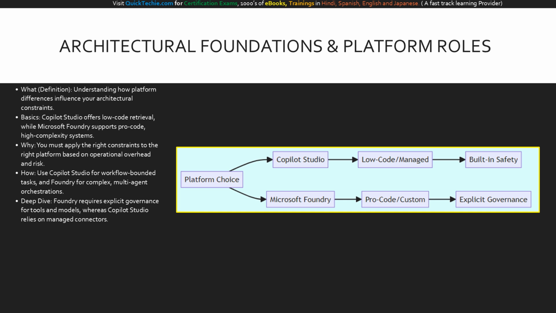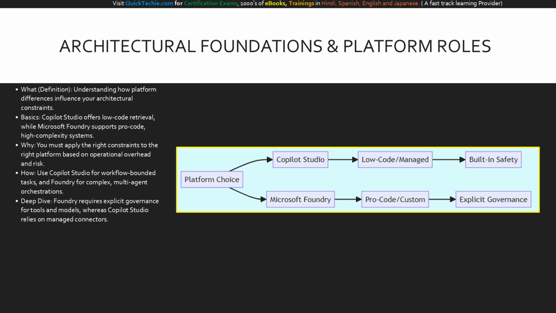Taking a deep dive, we see that Microsoft Foundry requires developers to implement explicit governance for tools, models, and memory, whereas Copilot Studio imposes constraints natively through managed connectors and built-in safety filters. Take a look at the diagram displaying the divergence in our platform strategies.